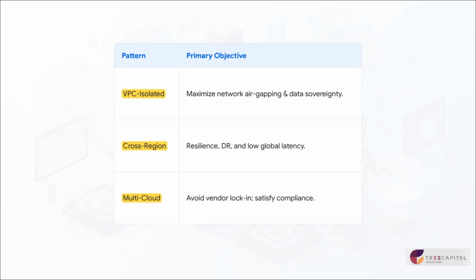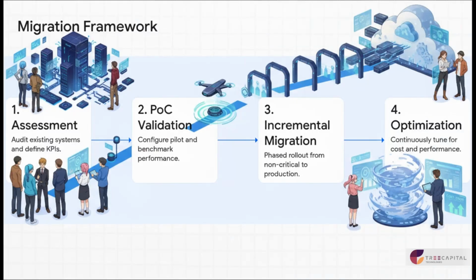So whether you need maximum data privacy in a completely isolated environment, or you need global resilience with a cross-region setup, or maybe you just want to avoid being locked into one cloud vendor, the framework is designed to fit right in. And hey, if you're moving off an older API, there's a clear 4-stage migration path. It's a really low-risk, methodical approach. It starts with assessment, moves to a proof of concept to make sure everything works, and then uses a slow, phased rollout to guarantee a smooth transition before you move into continuous optimization.